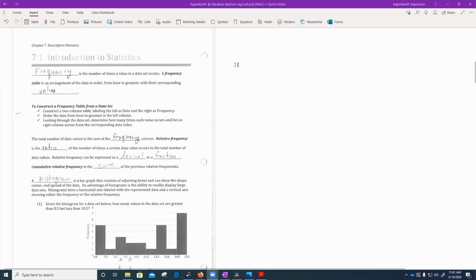So let's get started. Today we are going to look at chapter 7. The first section is about the data set. Throughout this chapter, we are going to look at some things in statistics. We are not going into detail. This is the short course in our Math 1001. We will do it all briefly. Okay, so the first one.